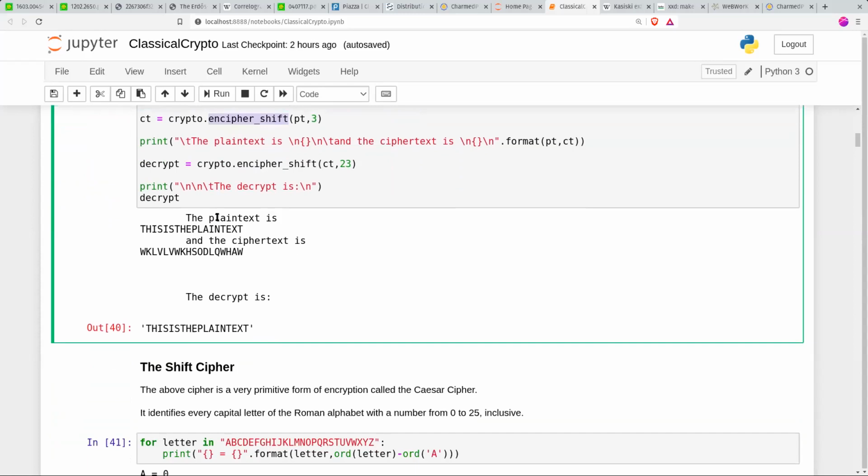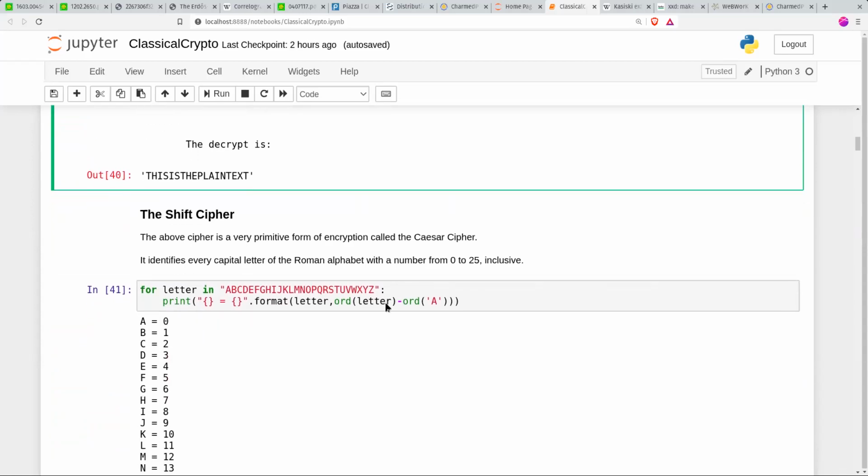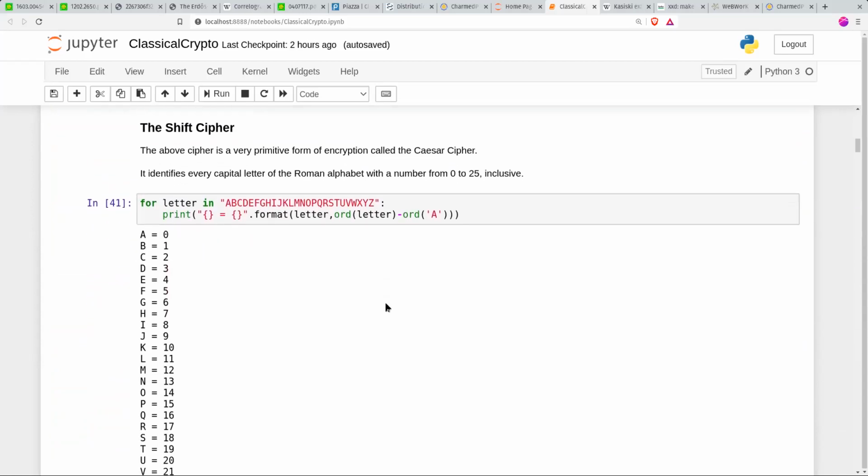So let's just look at the output here. The plaintext is, this is the plaintext, and the ciphertext is blah, blah, blah, blah, and the decrypt is, this is the plaintext. We're going to go over that in slow motion now and explain what just happened. So this is an example of a shift cipher.